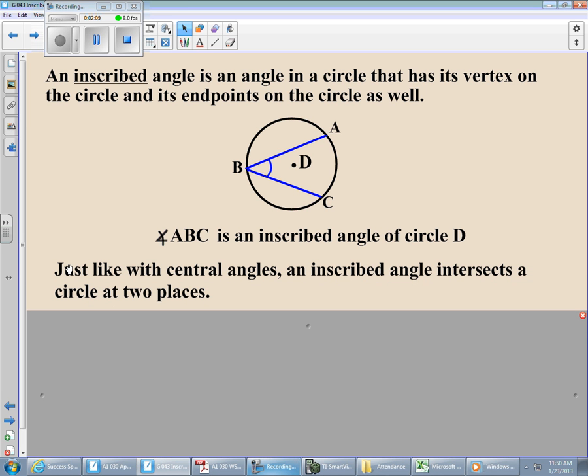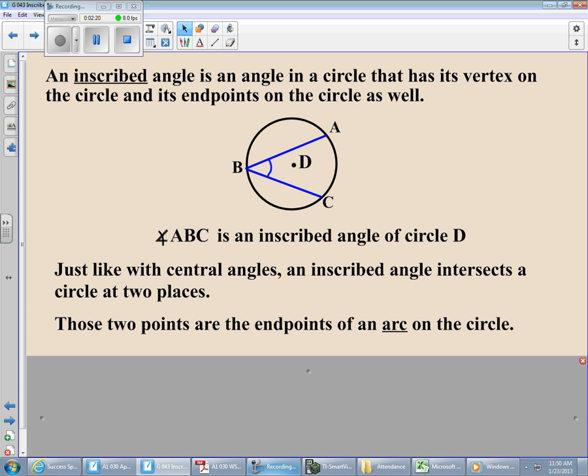Now this wording is just the same as it was yesterday, so you probably don't need to worry about copying that down. But just like with central angles, an inscribed angle intersects a circle at 2 points. And again, those 2 points are the endpoints of an arc that is on the circle. Of course, we can categorize our arcs as minor if they are smaller than half the circle, major if they are more than half the circle, or a semicircle if it's exactly half the circle, and so on. So we're still going to have a good bit of discussion about arcs that are caught in these angles, what we call the intercepted arcs.